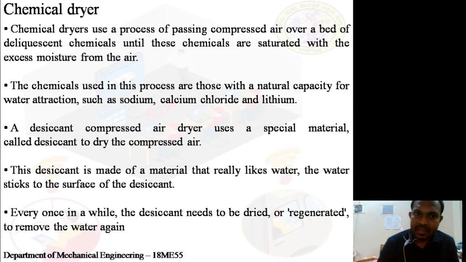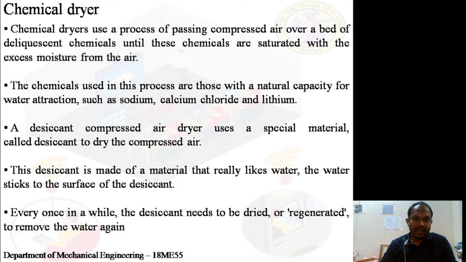This chemical dryer works by passing compressed air over a bed of deliquescent chemicals. These chemicals are called deliquescent chemicals because they absorb the moisture content and are saturated with the excess moisture from the air. The chemicals used for this purpose have a natural capacity for water attraction. They always have a higher tendency of attracting the water particles in the air. That is the reason why we use these chemicals as air dryers.